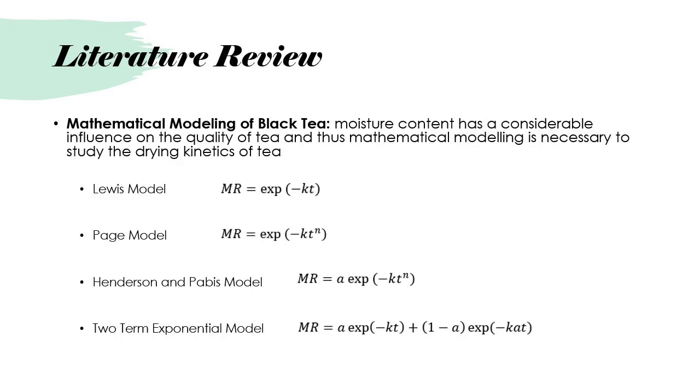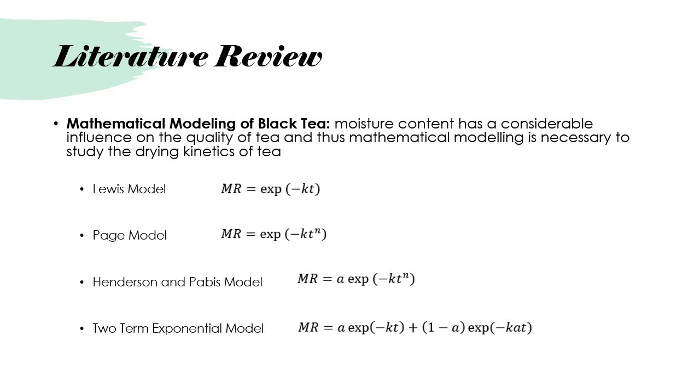Now, the mathematical modeling of the black tea. The above section points toward the fact that moisture content has a reasonable influence on the quality of tea, and thus mathematical modeling is necessary to study the drying kinetics of tea. The models which are developed over time are used to develop new drying systems or to improve the existing drying process. Some of the models include the Lewis model.